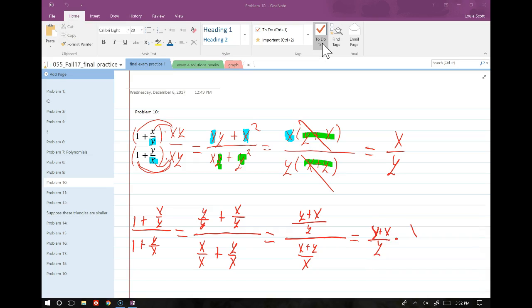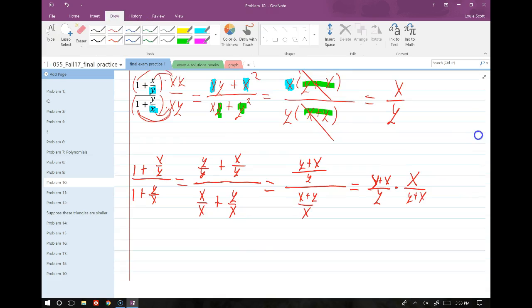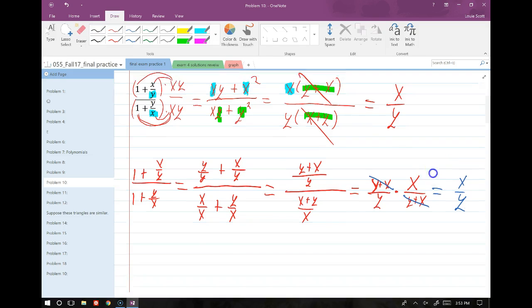So I was writing x on the top and y plus x on the bottom. And as we can see here, this becomes all one fraction, and the x plus y's will cancel, and we'll get x over y, the same as we got up there. So it's just two different methods. They both land at the same solution.